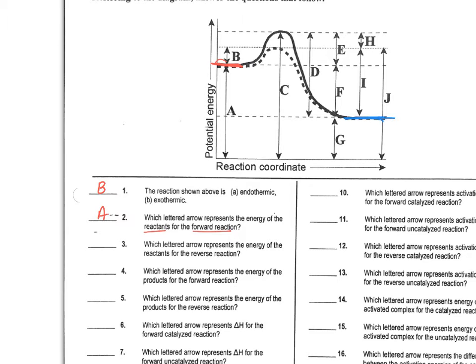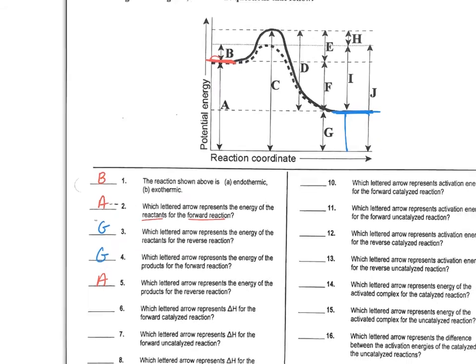The energy of the reactants for the reverse reaction: if I'm going in reverse, I'm starting on the right-hand side, so now these are my reactants. How much energy do they have? G. Energy of the products for the forward reaction, so it's just flip-flopped. That would also be G. And the products for the reverse reaction would be letter A.